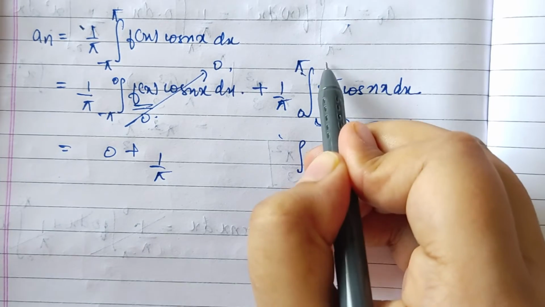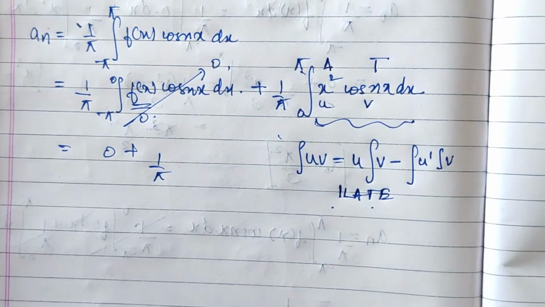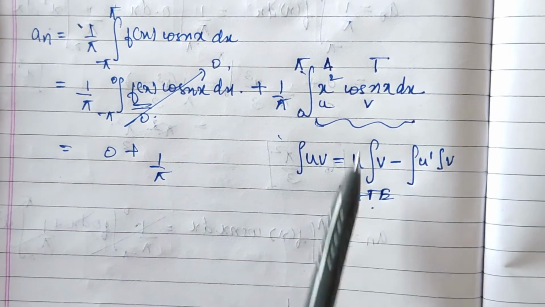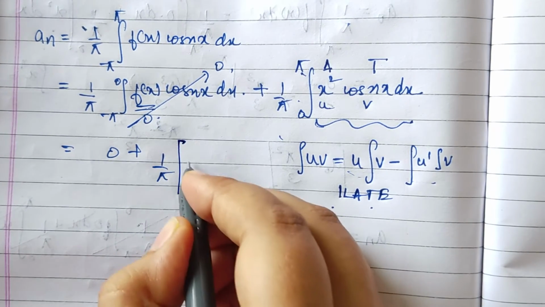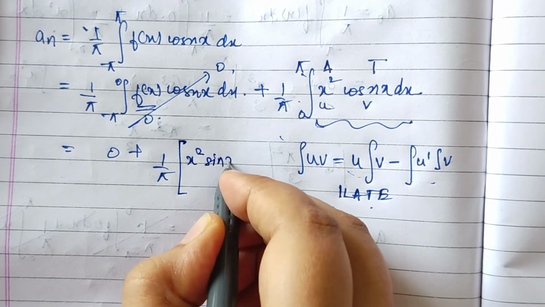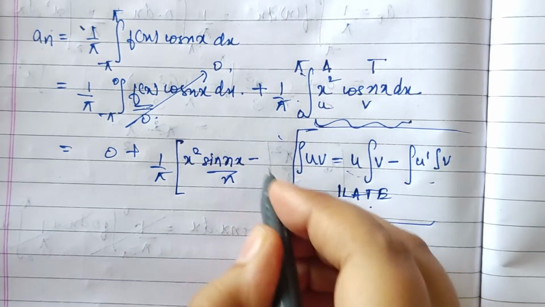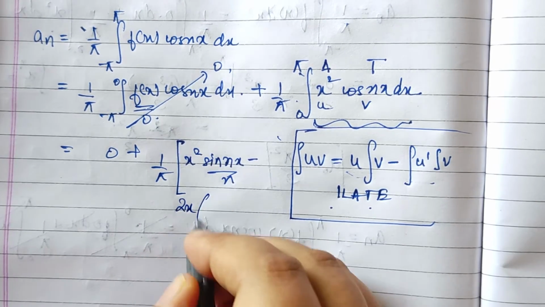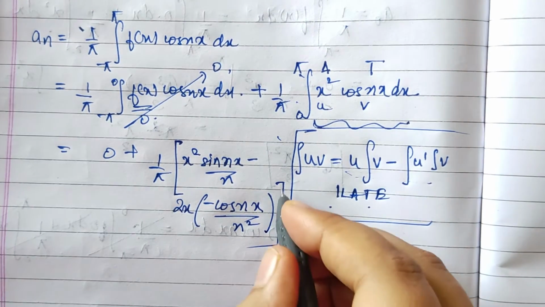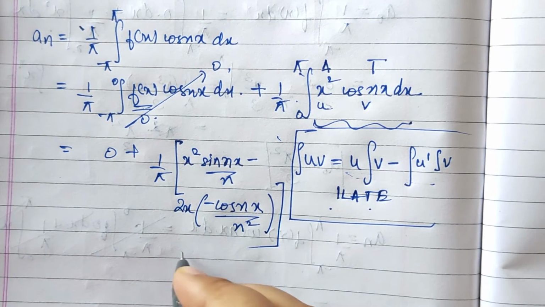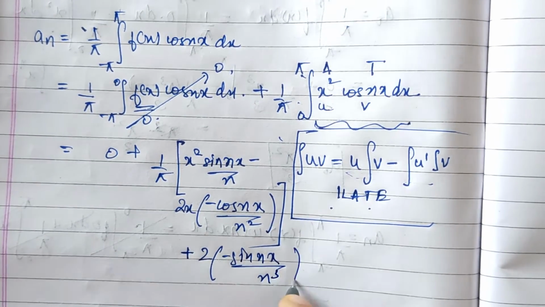Accordingly, this is nothing but your algebraic form and this is your trigonometric form. So this will be your u and this will be your v. Following which you will evaluate it the same way. And what will you get? We'll get x square sine nx by n minus 2x into minus cos nx by n square. And also we'll be having a plus 2 into minus sine nx by n cube.